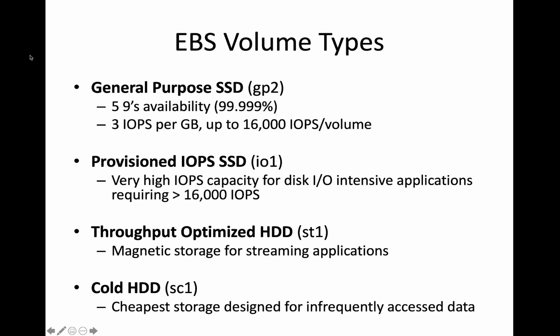And then finally, the cheapest possible option is what we call cold HDD, which is the old traditional magnetic storage. And many volume types, or many instance types, don't actually support this anymore. But you'll find some that do, and there are use cases for this. So if you have infrequently accessed data, or if you're simply looking for the cheapest possible block storage for your EC2 instance, then the cold HDD volume type might make sense.